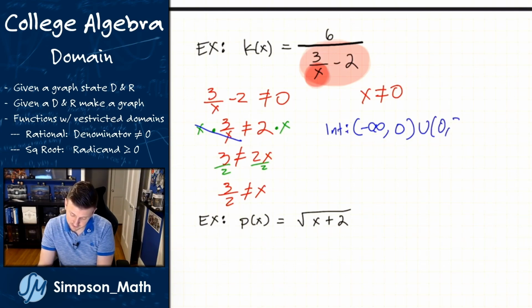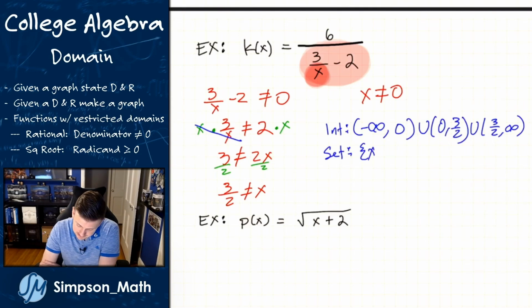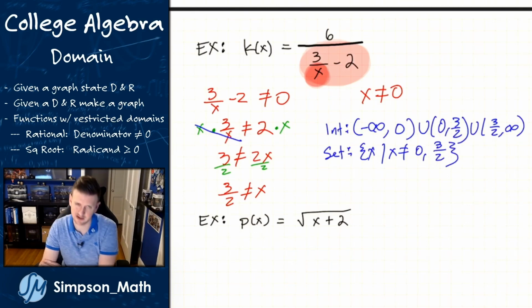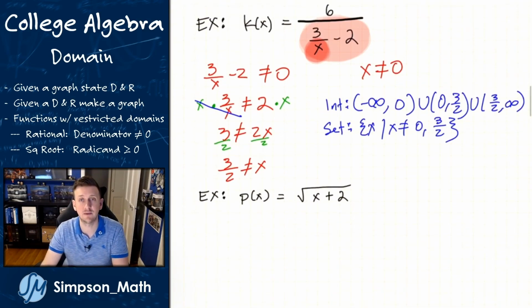Union, 0 to 3 halves. Union, that's a gross looking U. We'll try that again. Union, 3 halves to infinity. See why it's important to be least to greatest? And then set notation, the set of x's such that x does not equal 0 and 3 halves. Technically it's an or. Alrighty, so that's that one.